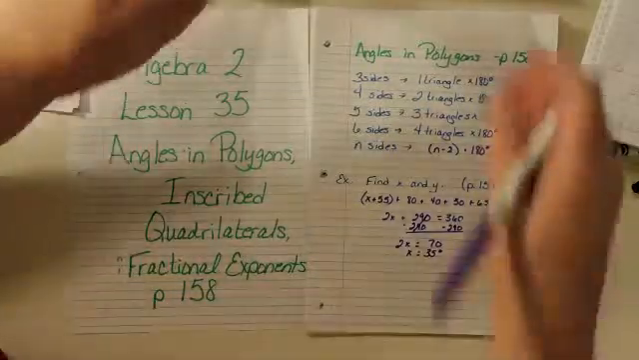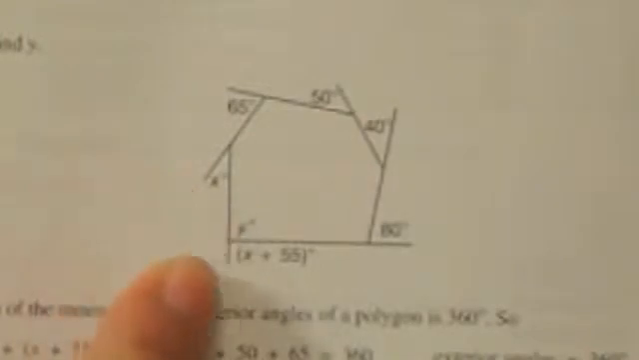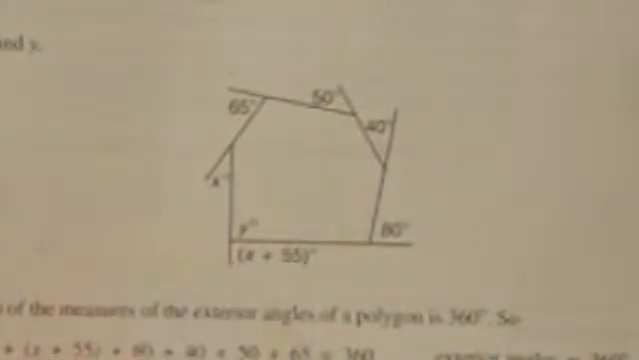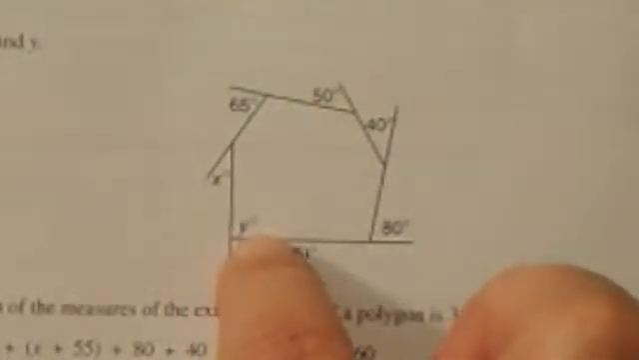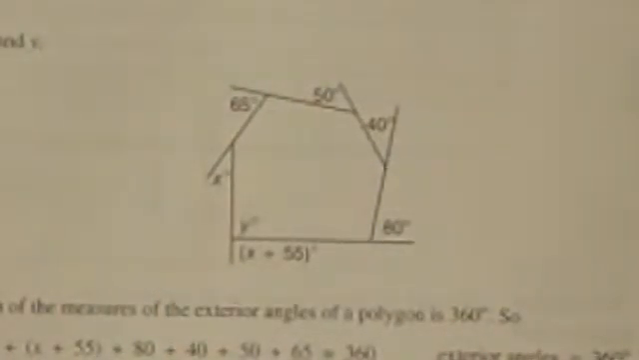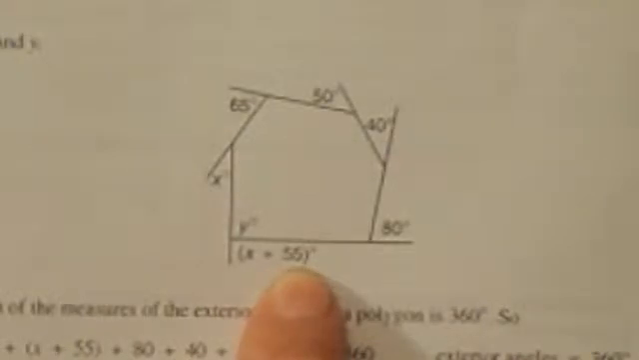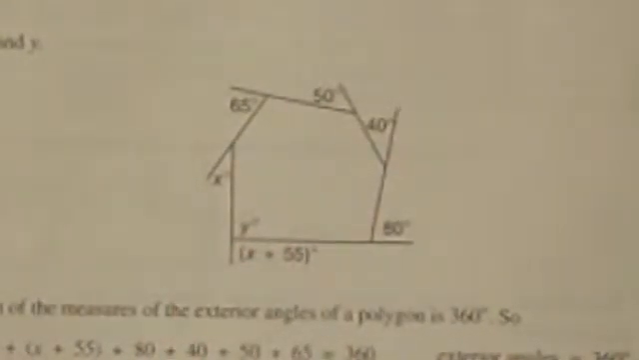Looking back at our book, that takes care of x. Now we need to figure out what y is. Y looks like a right triangle, but we can't assume that. What we do know is that it's a supplementary angle to x plus 55, because these angles are on the same transversal. So x plus 55 plus y is going to equal 180, and we know that x equals 35.